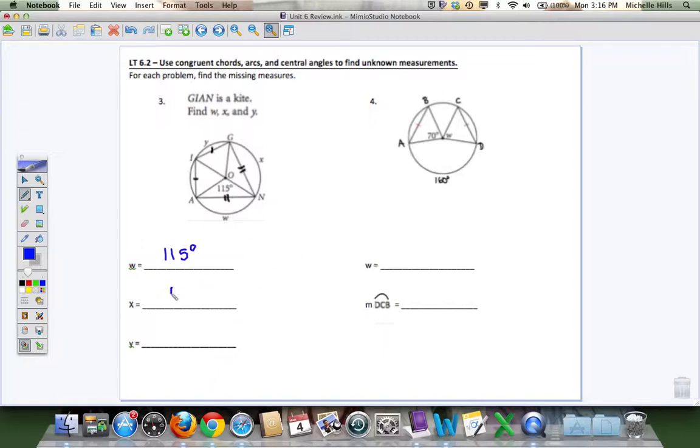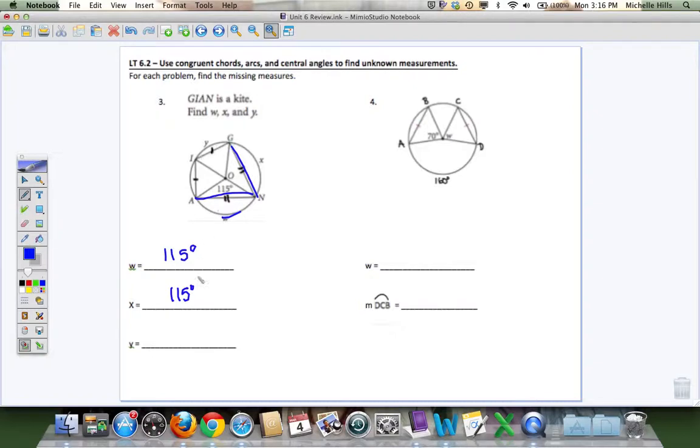X is also 115 degrees. And the reason I know that is because these two chords, this chord is congruent to this chord, which means they intercept congruent arcs.